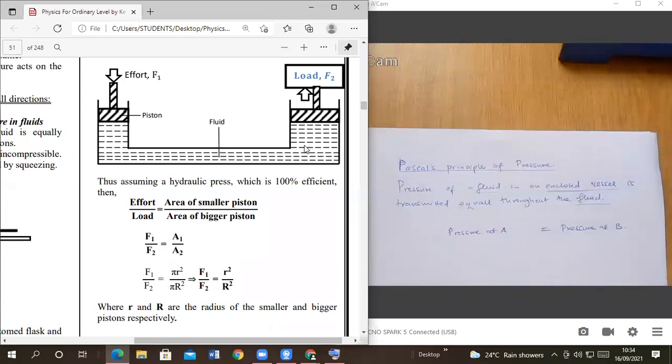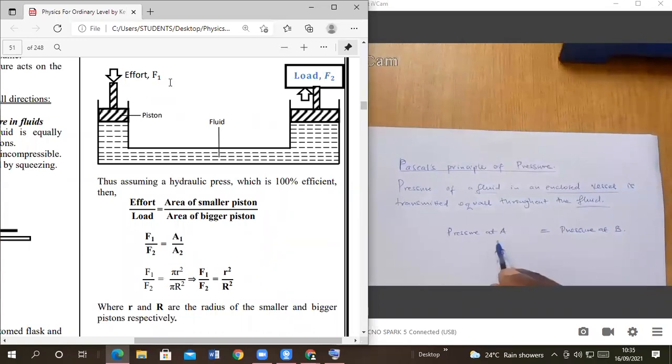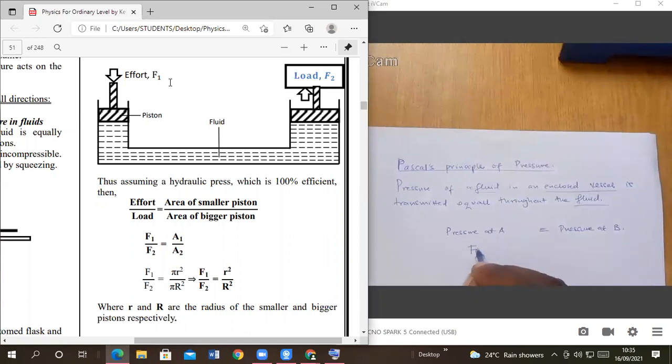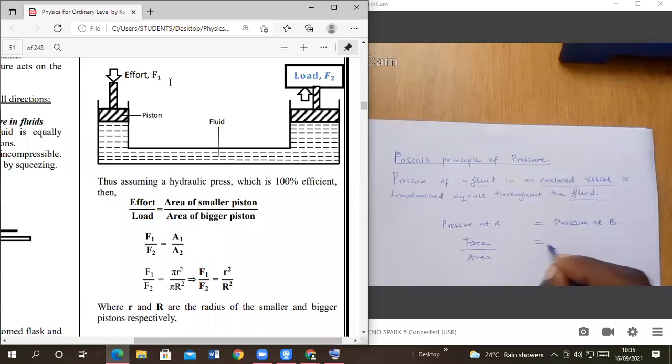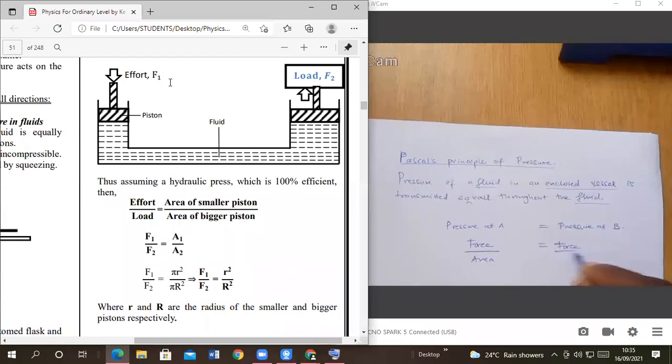So if this side where we have F2 is B and where we have F1 is A, then how would you find pressure? It is the force divided by the area. Even this side, it is the force divided by the area. So, you see, it's transparent.